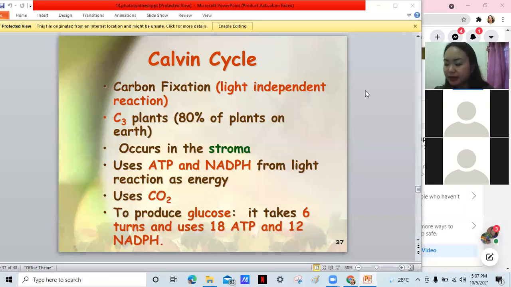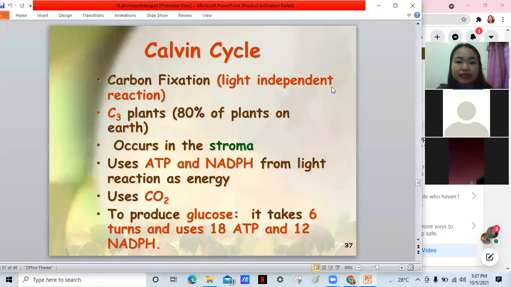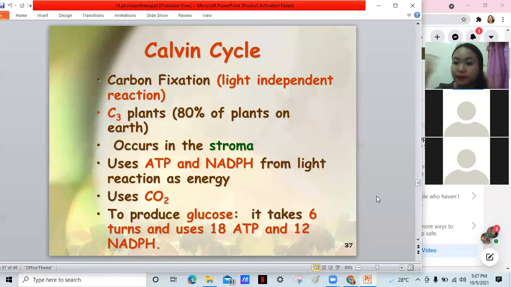For this session, in continuation of our topic on photosynthesis, we will discuss the Calvin cycle. Last time we stopped from here, and if you remember, we watched a video presentation on YouTube on the step-by-step reactions of photosynthesis. The third reaction is the Calvin cycle, a light-independent reaction. It means that it doesn't require light to occur. It's called carbon fixation.